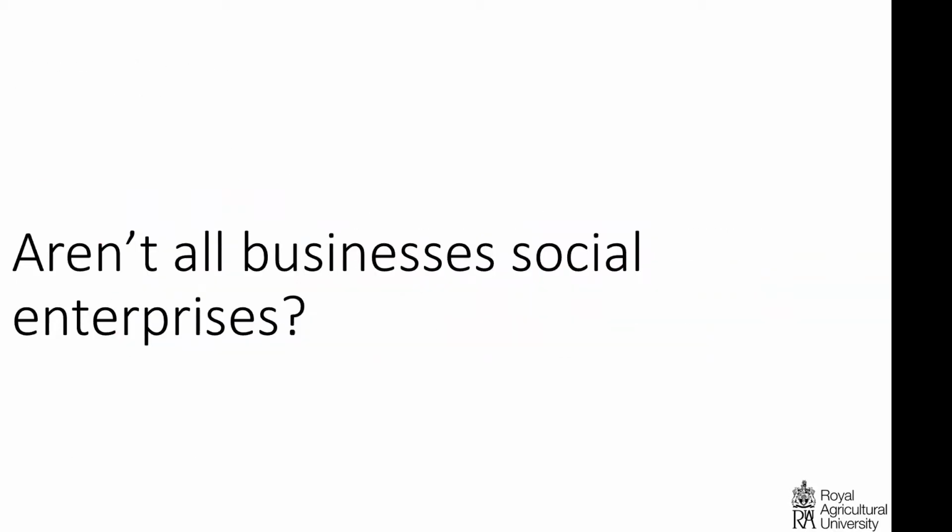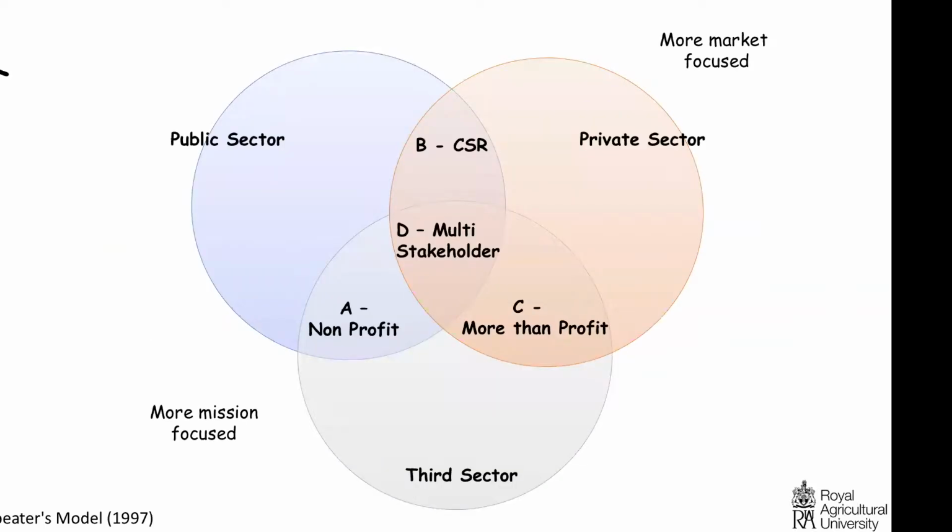But aren't all businesses social? Don't all businesses have some form of social aspect to them? Well, they should do. And there's something called a cross-sector theory. And when you're starting a social enterprise, it's very important to try and figure out where you fit in this table, this graph, because it shows you the type of business models you should be employing.